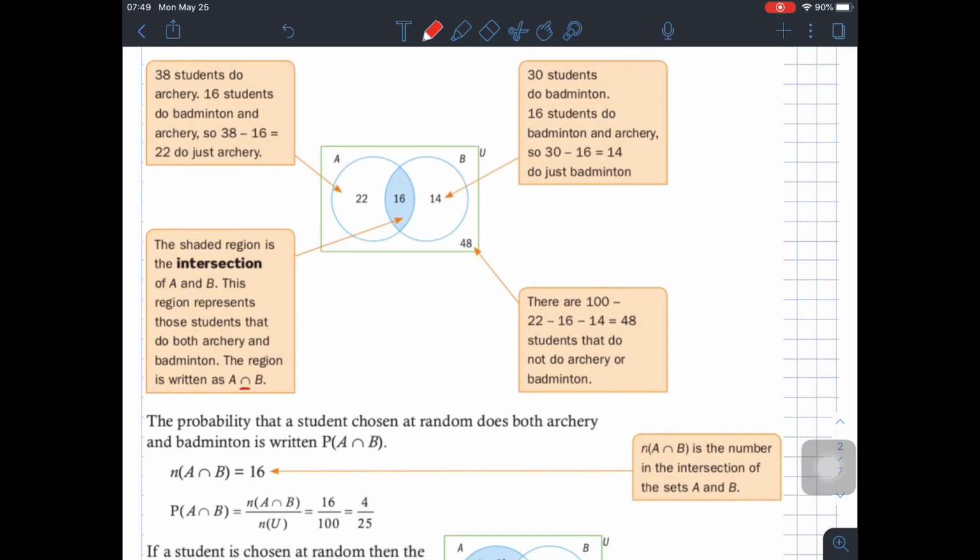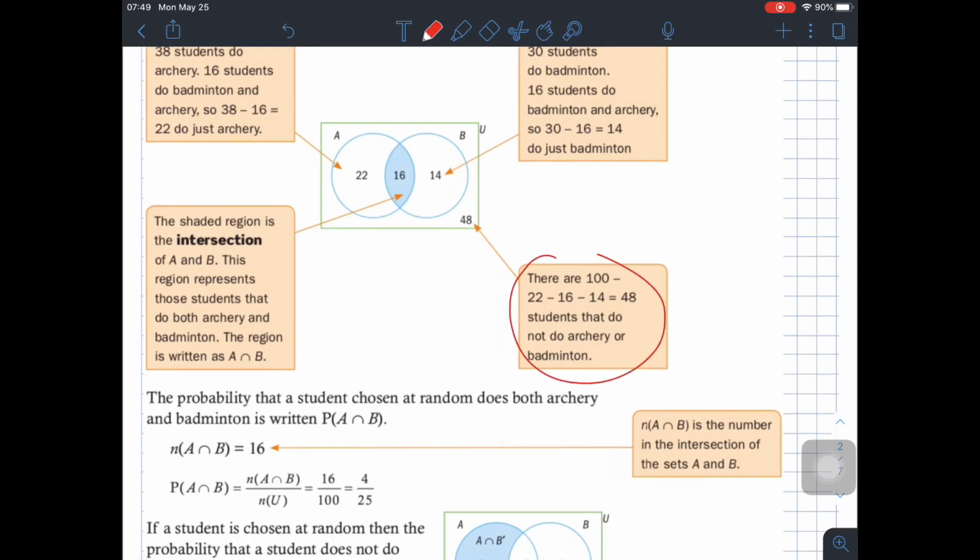So the ∩ symbol is for "and", right? It means the intersection of both. When you read the clue word "and", we're referring to this symbol. And when you read the clue word "or", we're referring to this symbol, union, right? We're going to see that in a while.